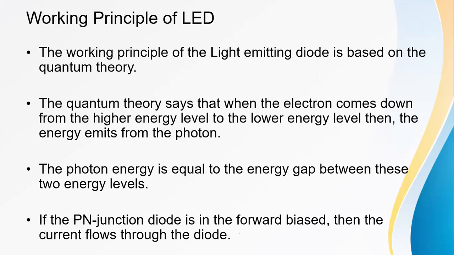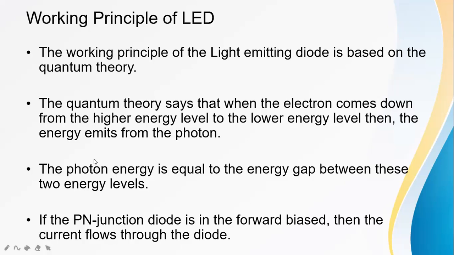Working principle of the LED. How does the LED emit light? The working principle of the LED is based on the quantum theory. The quantum theory says that when an electron comes down from a higher energy level to a lower energy level, that means whenever the diode is in forward bias, as already said, the electrons in the covalent bond are moving to the valence band. That means the electrons are moving from a higher energy level to a lower energy level. The energy is emitted in the form of a photon. The photon energy is equal to the energy gap between these two energy levels.